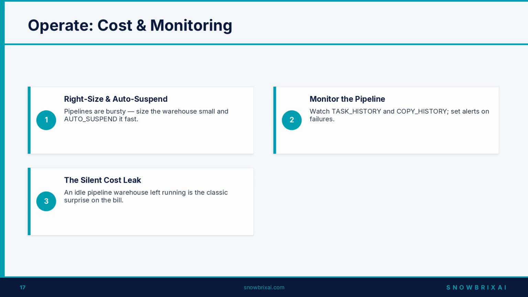Second, watch it. Task history and copy history tell you what ran, what succeeded, and what failed. Wire an alert onto those failures, so a broken load wakes you, not your angry stakeholder. And remember this one: an idle pipeline warehouse left running is the classic silent cost leak. Auto suspend is your best friend.